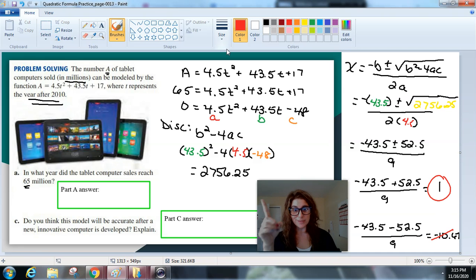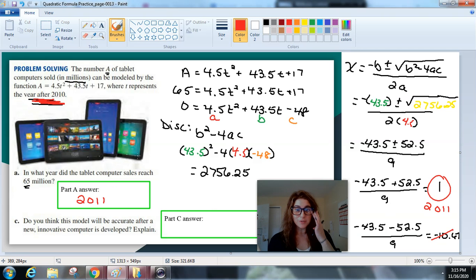Now, it's not year 1. Remember, it is years after 2010. So if I have 1 year after 2010, it is actually the year 2011. So in 2011, the tablets hit $65 million.